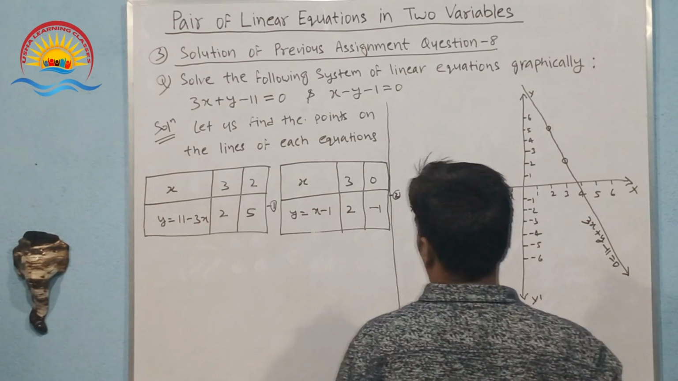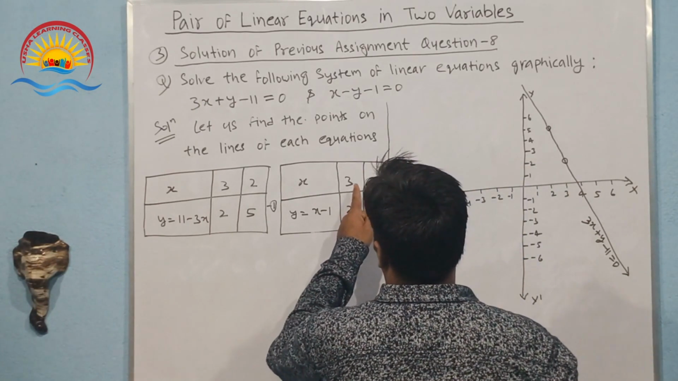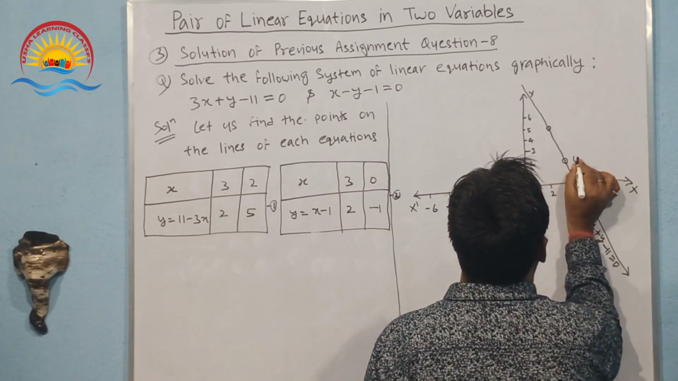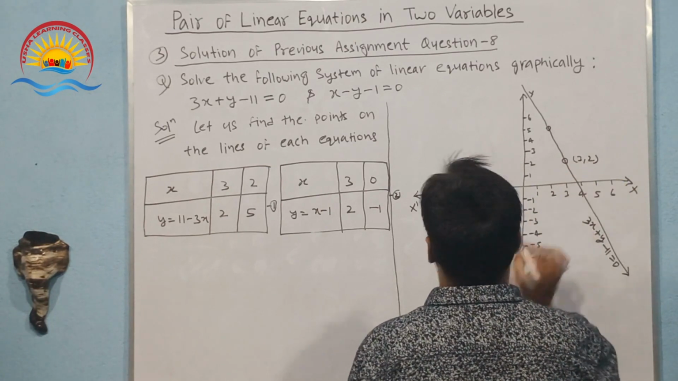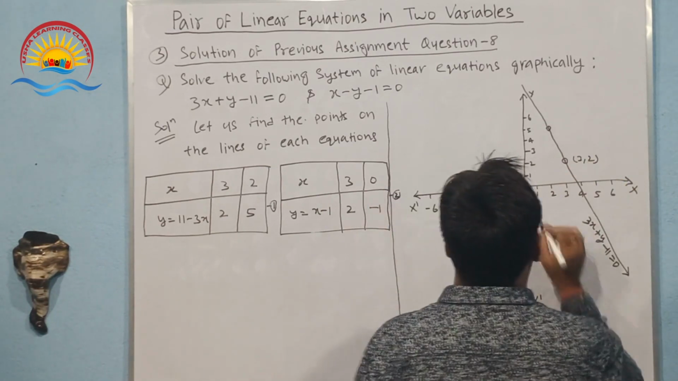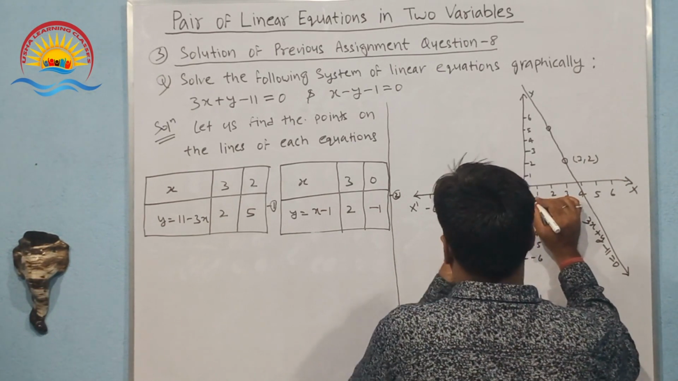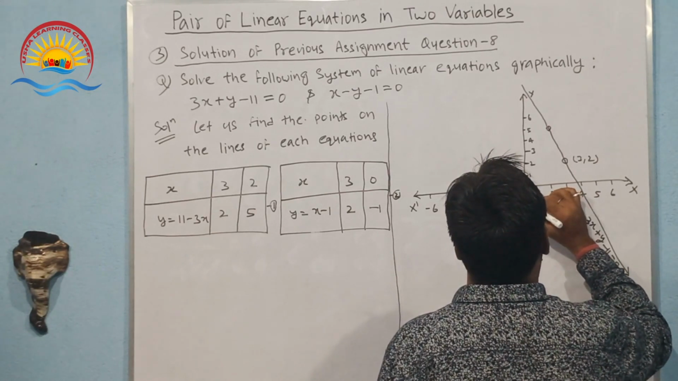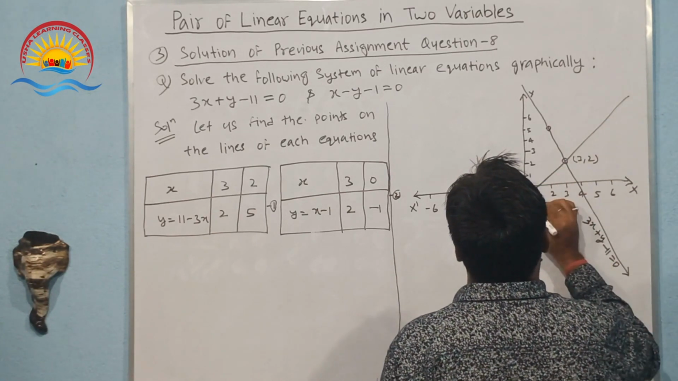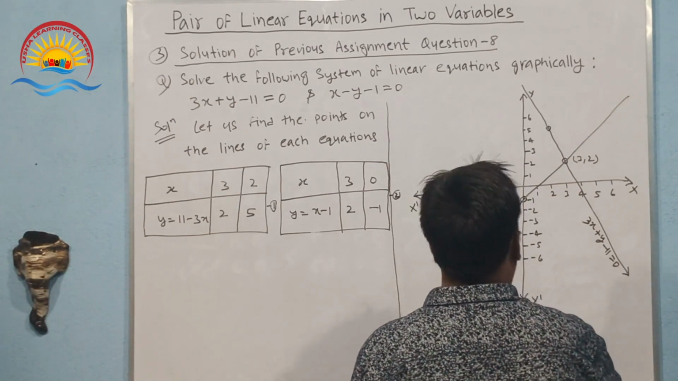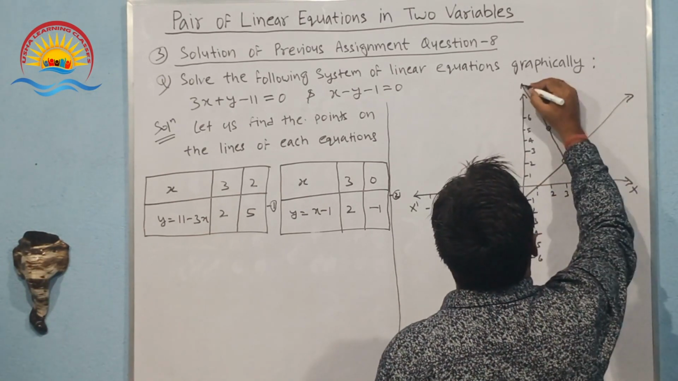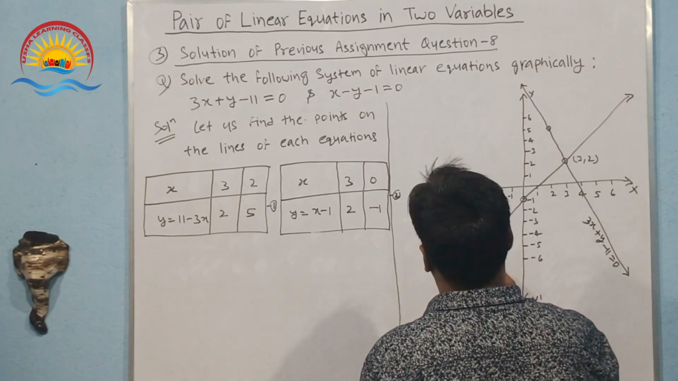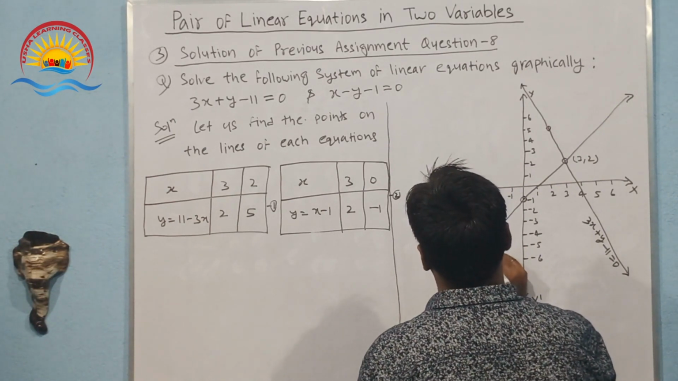We try to plot another line. Another equation has the point 3 and 2, and 0 and -1. X equal to 0, y equal to -1. This is the point. We join these 2 points to find the line. This line we call x minus y minus 1 equal to 0.